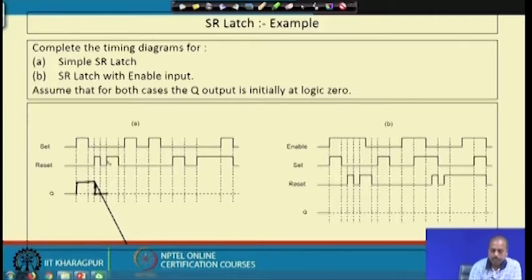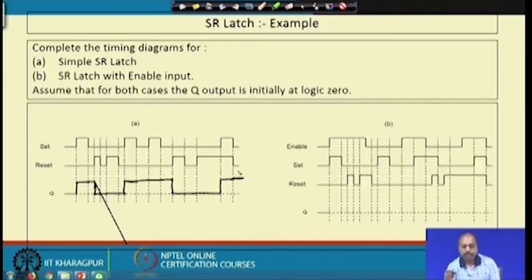Then this R signal is again going high. So, it continues to be low till the S signal becomes high. At this point the S signal is high, so this is going high, and this will continue to be high till the R signal becomes high. At this point R is high, so this will be reset, and it will continue to be reset, and then again at this point the S signal is high, so it will be going high. It will continue being high because S and R both have become 0. So, this way you can trace through this diagram.